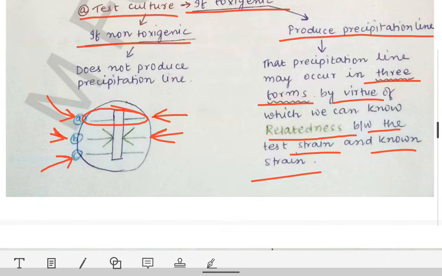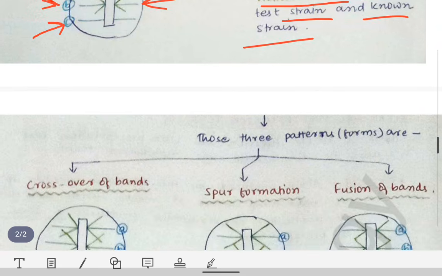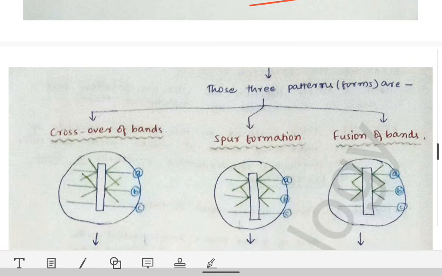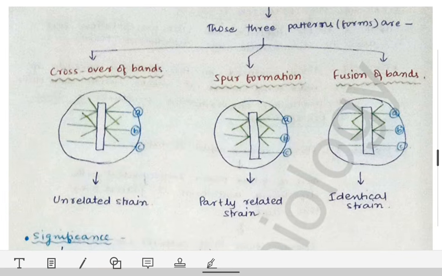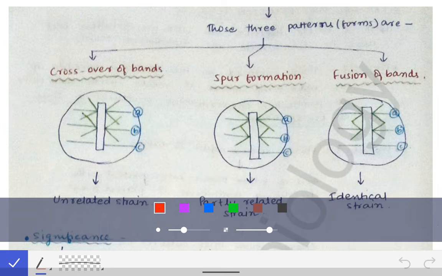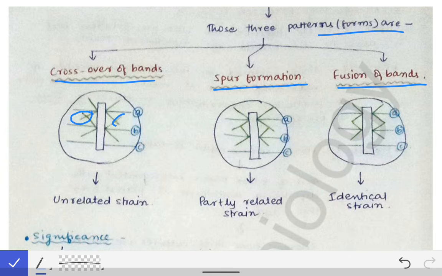Let's see what are the three forms of the precipitation lines which we can see, if the test culture is toxigenic. So here, those three patterns are the crossover of the bands, the spur formation, and the fusion of the bands. So see here, there is crossover of the bands on both the sides, and here there is spur formation.